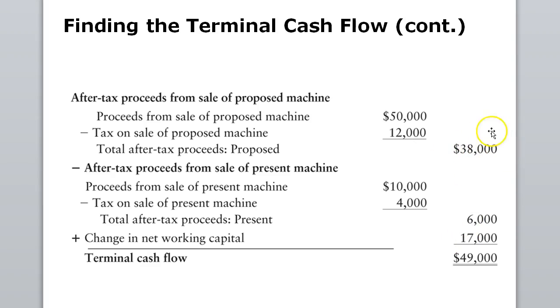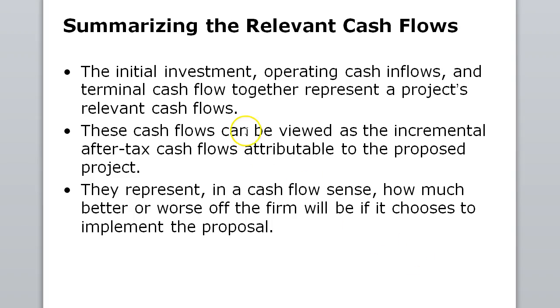So we're going to get $38,000 from the sale of the proposed new machine, $6,000 we got from the sale of the old machine, and $17,000 from the return of working capital. So the terminal cash flow is $49,000.